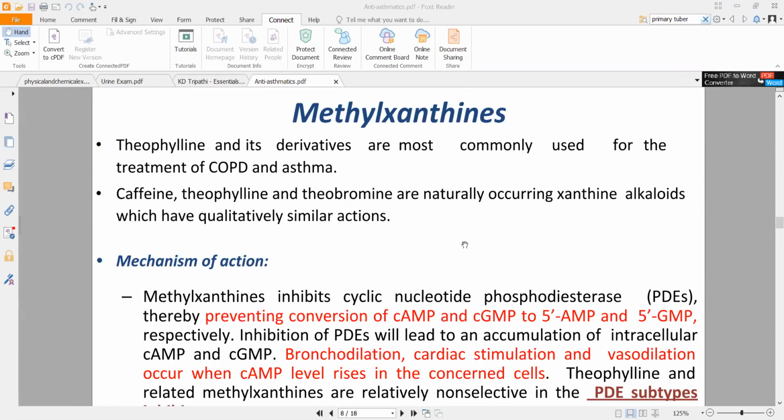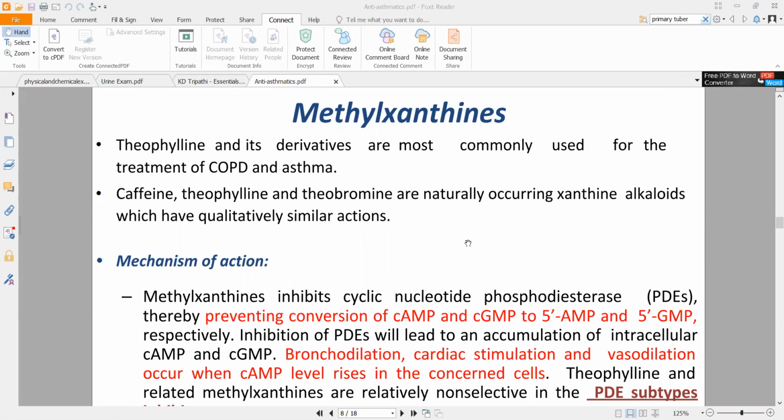Now, coming to the second one, methylxanthines. Generally, methylxanthines are quite common. Theophylline is one of the most common drugs used for treatment of COPD and asthma both. Especially if someone is drinking caffeine as well. Caffeine is also a methylxanthine. Caffeine has a drug-like alkaloidal property. So it is an alkaloid which has drug-like property. So caffeine, theophylline, theobromine, all of them are classified as methylxanthines.